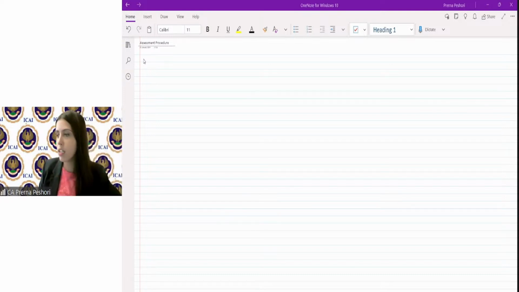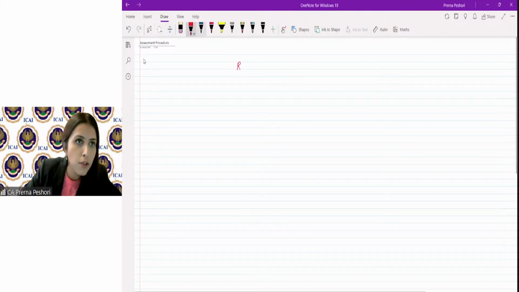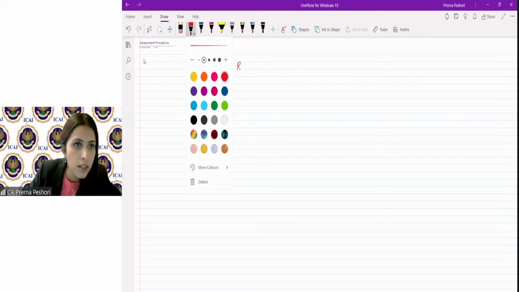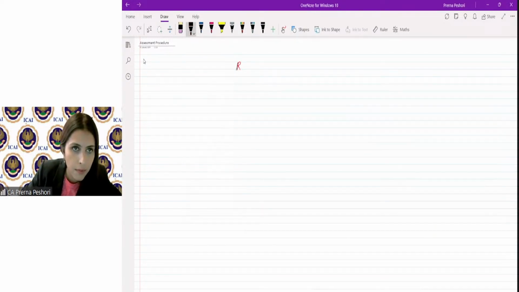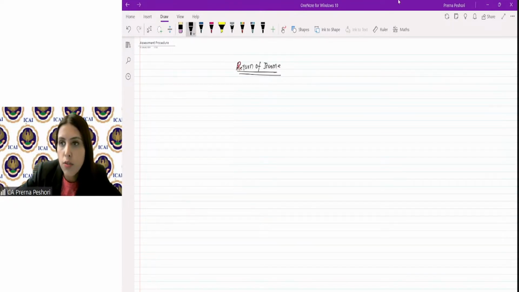So first is return of income. Just write down. All of you would have done so many ITRs during your articleship, isn't it? But have you ever checked who is required to file the return of income? First of all, whether you are required or not to file the return of income, that is the first question. So students, tell me who is required to file the return of income. Is it compulsory to file the return of income for everyone?